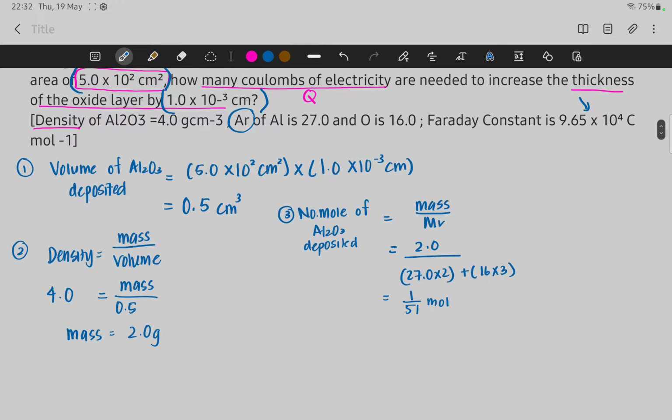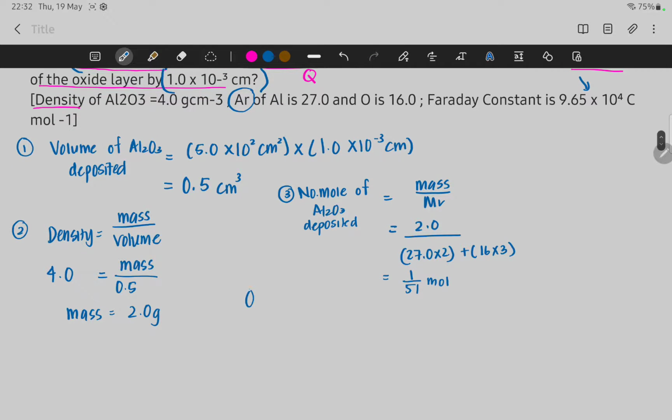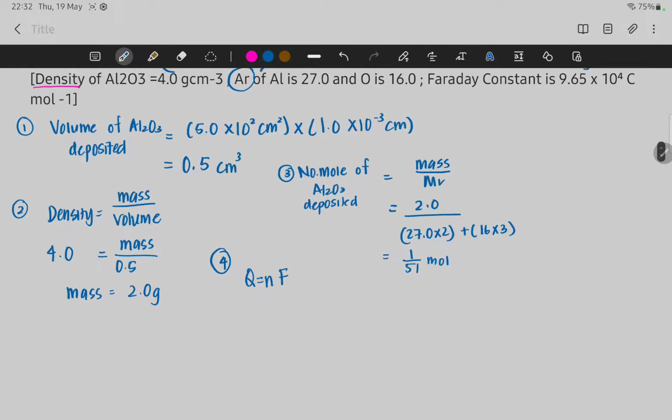Alright, so after I obtain my mole, later I have to insert this inside my, you know what I'm talking about, Q equals to nF, the fourth one. So I already have my mole. I am so close to getting my Q by inserting my number of moles. Very good. But for me to multiply this with the F, I need to count how many electrons I'm using, right? Do not forget the formula. How many electrons am I using?